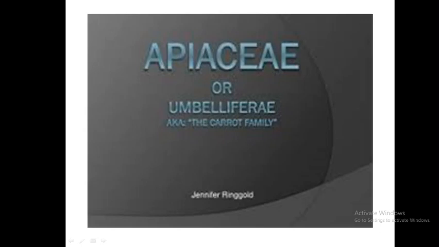Umbelliferae represents herbaceous plants which are annual, for example Coriandrum, biennials, Daucus, or perennials, Hydrocotyle. In these, few are shrubs. Trees are totally absent in this family. Most of the plants are mesophytes.